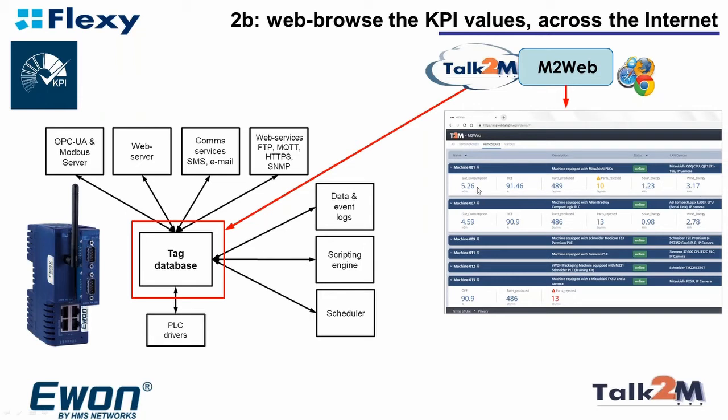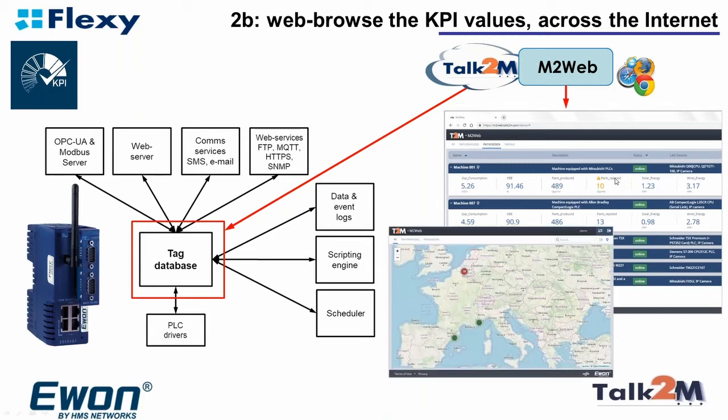So you can see here, this particular machine, you'd be able to look at the data even when you're not actually connected to it, just through the web portal of M2Web. And remember, the M2Web and Talk2M services in their basic forms are free to use, so there's no cost involved here. In addition to that, you can also form a map-based view. So you can see the location of these machines as well on top of a map. And all of this is standard.